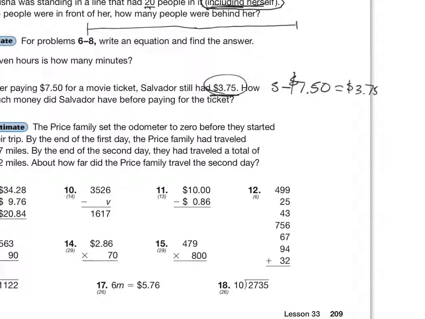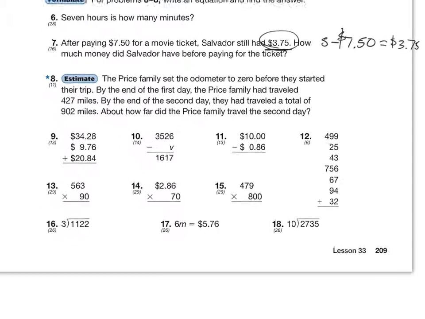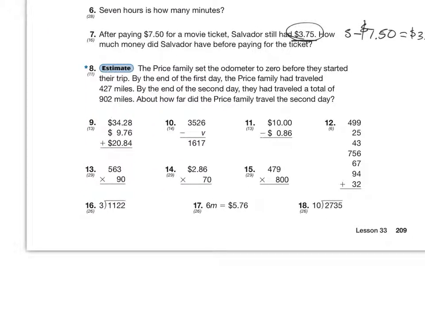You can use the plus and the minus family to figure this out. Remember, S minus 7.50 equals 3.75, or 3.75 equals S minus 7.50, or 7.50 plus 3.75 equals S, or 3.75 plus 7.50 equals S. So there's your family. I'm not going to write it down today. Add. And number 9, number 11 is subtracting.